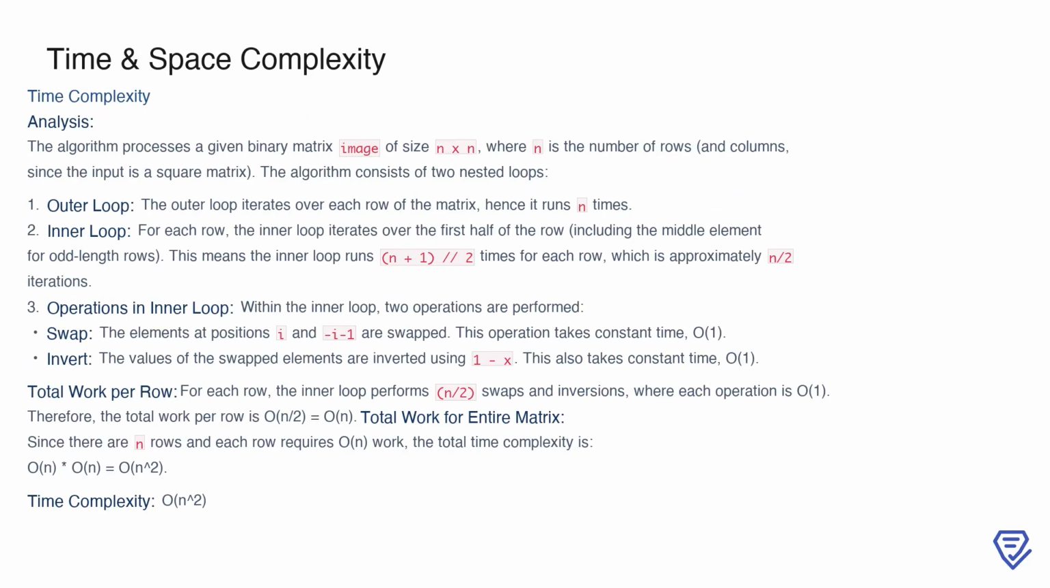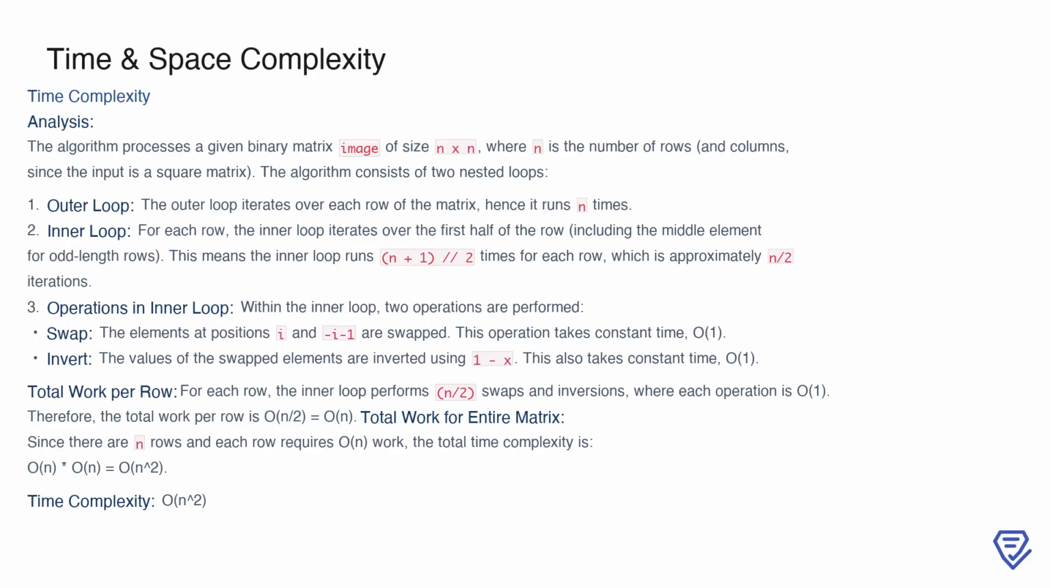To analyze the time complexity of this algorithm, let's break it down step by step. The input is a binary matrix of size n by n. For each row in the matrix, the outer loop runs n times, as there are n rows. Now, within each row, the inner loop processes only the first half of the elements. For odd-length rows, this includes the middle element. So, the inner loop runs approximately n/2 times for each row.